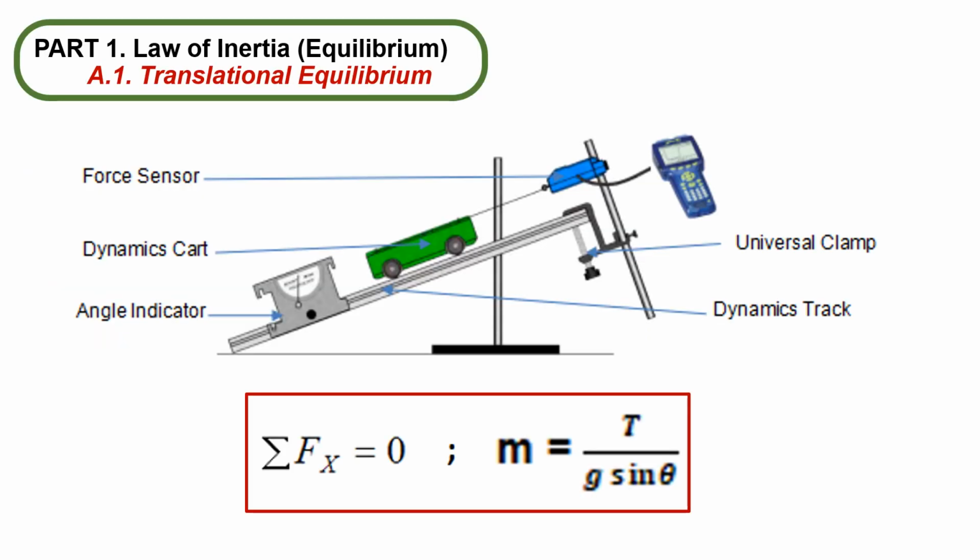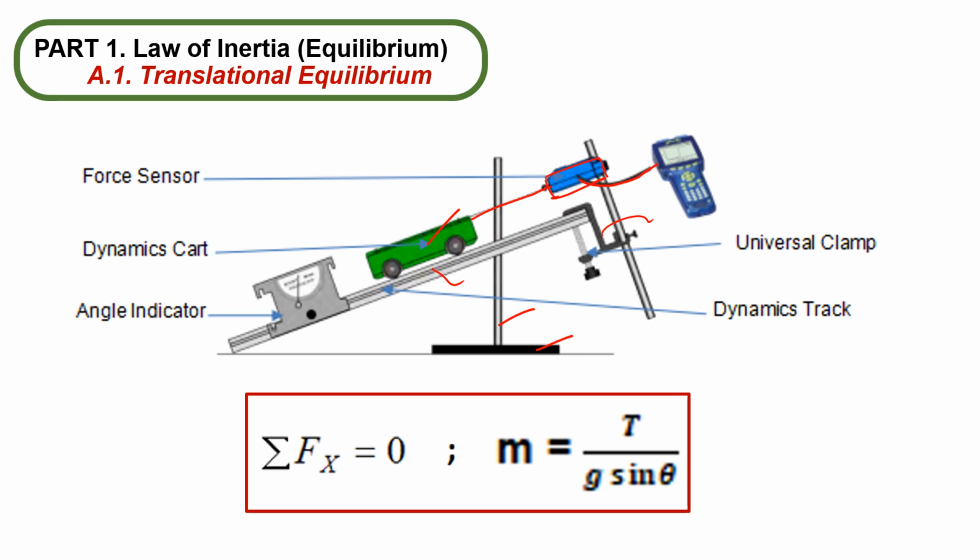For translational equilibrium, we have this setup. We have the dynamics cart, which is placed on the dynamics track. We need to use an angle indicator to measure the angle. And we have here a force sensor, which is used to measure the tension on the string connected to the dynamics cart. The force sensor is connected to the Explorer GLX to record the reading on the force. We need a universal clamp here and also a metal rod, or stand.